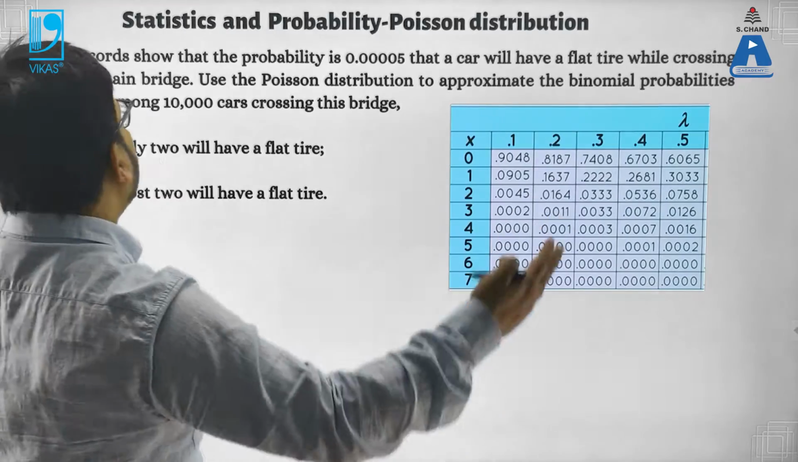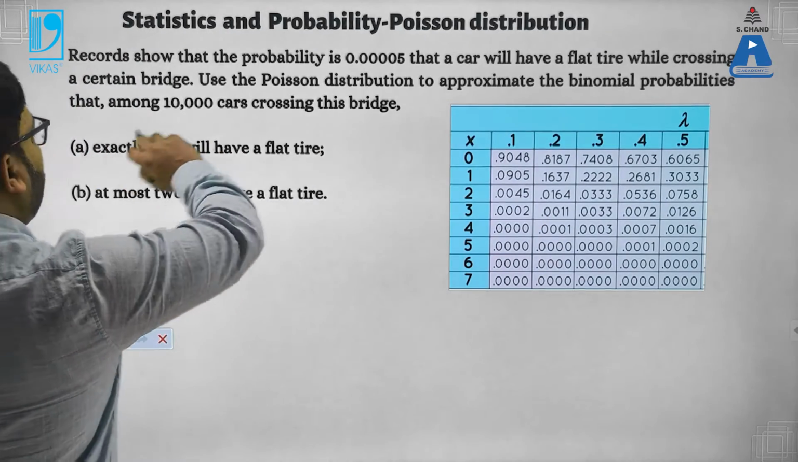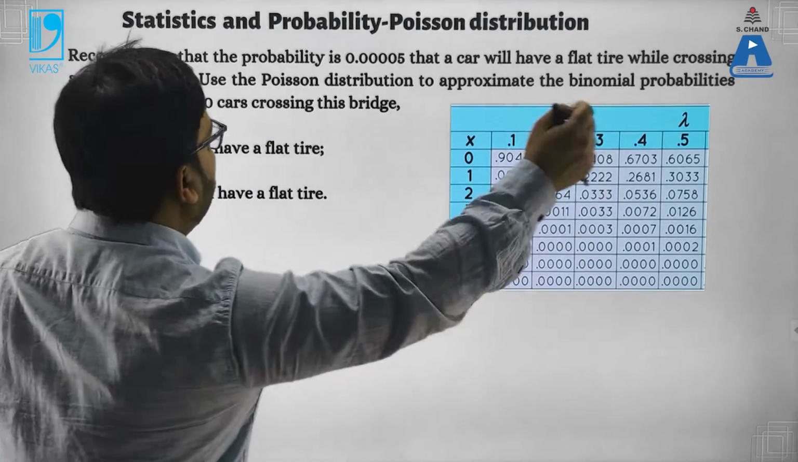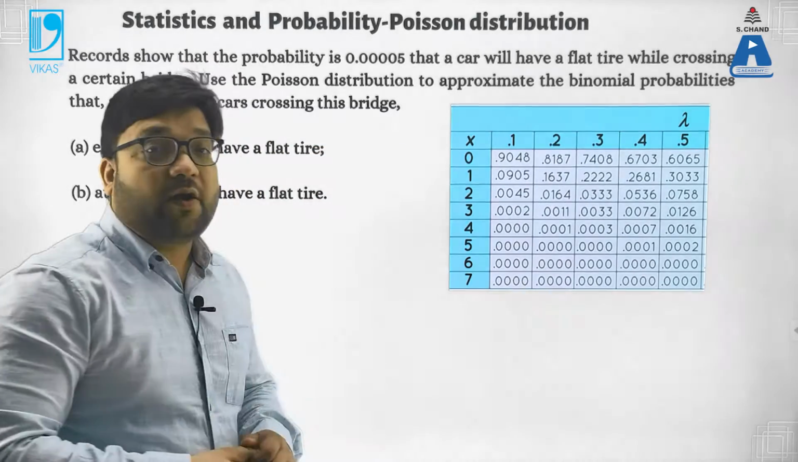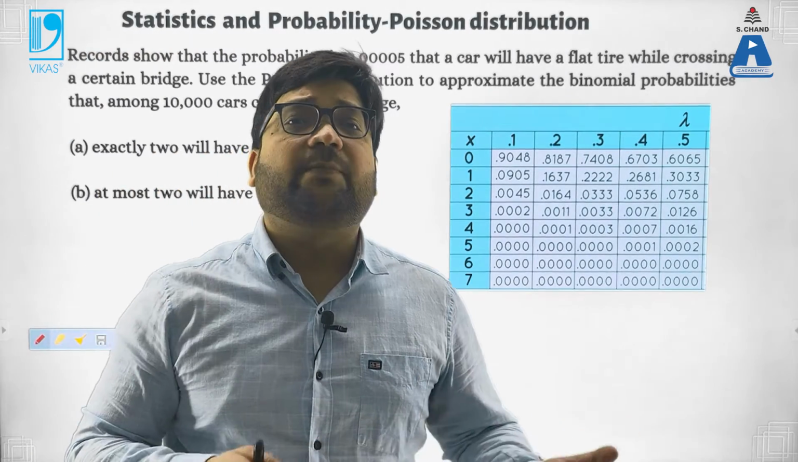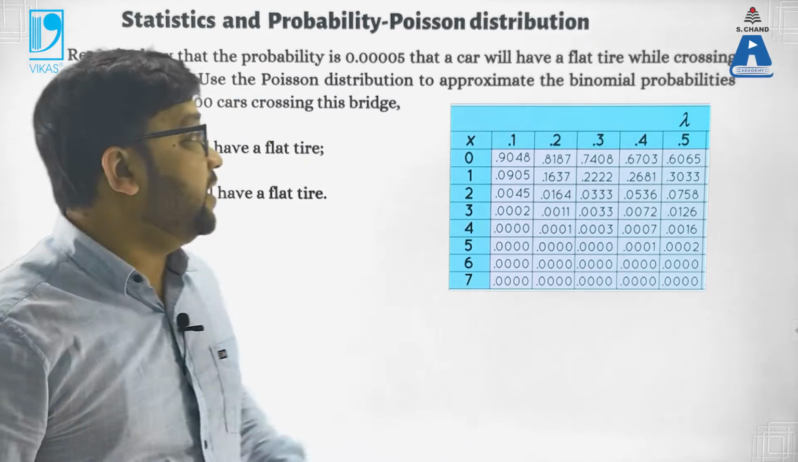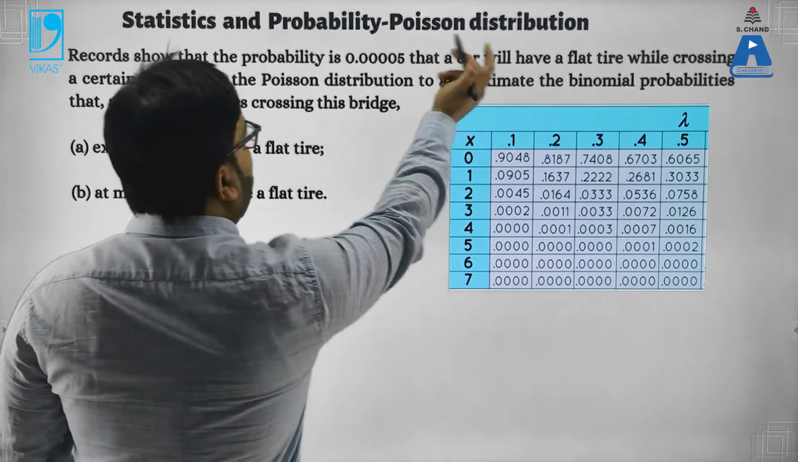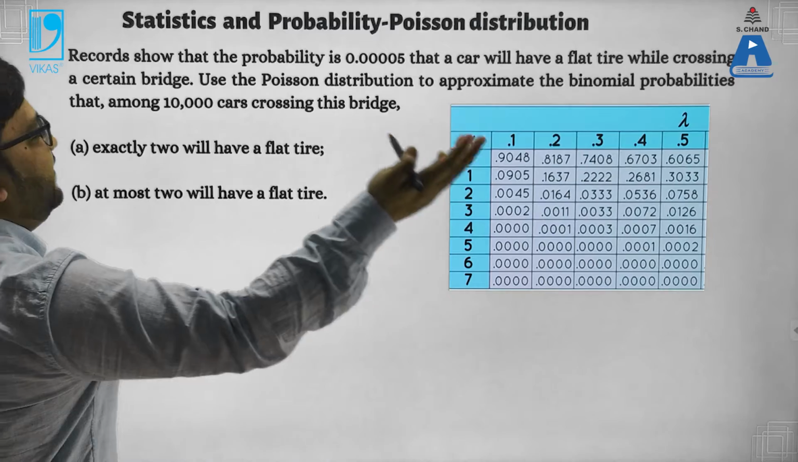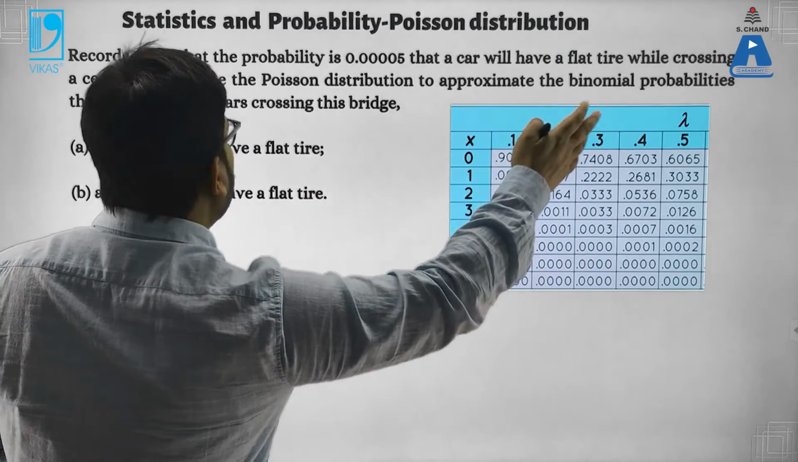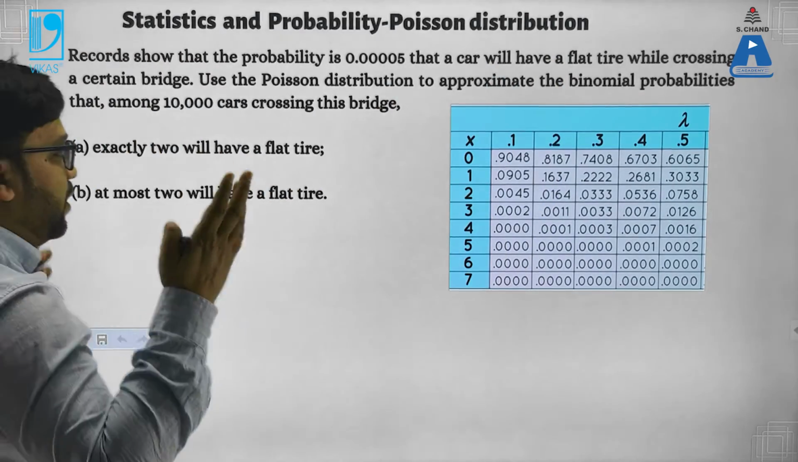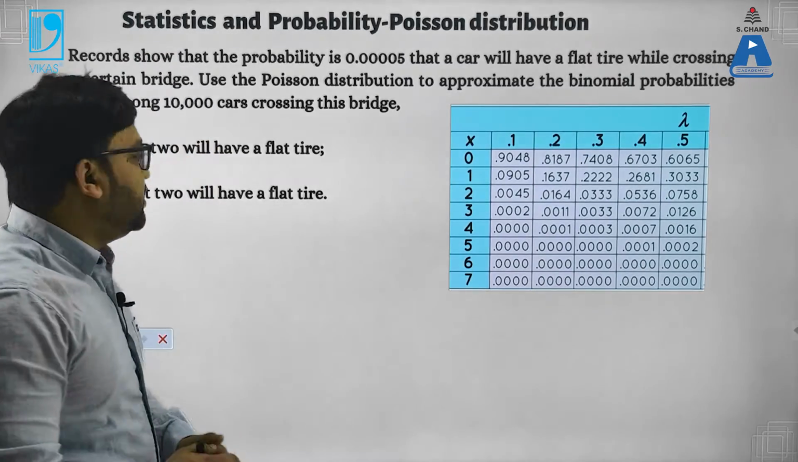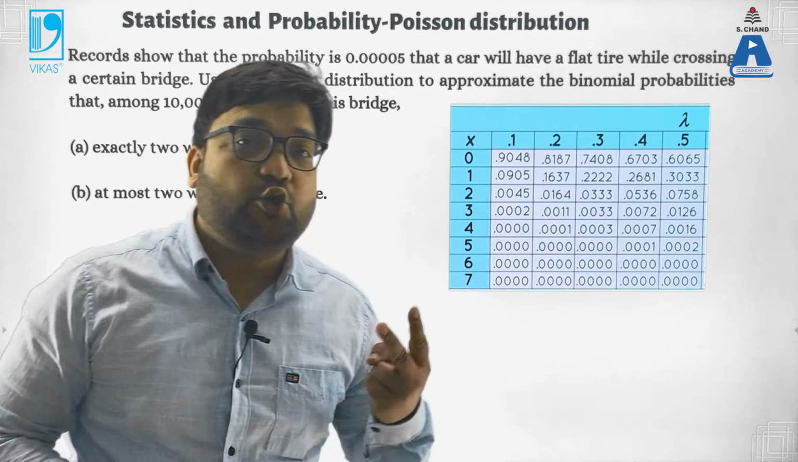So this gives a similar scenario, right? Suppose there are 10,000 cars crossing a bridge. The probability of getting a flat tire crossing a bridge is obviously very low, right? It is 0.0005 that a car will get a flat tire. So using the Poisson's distribution, what is the probability that out of the 10,000 cars, exactly 2 cars will go flat?